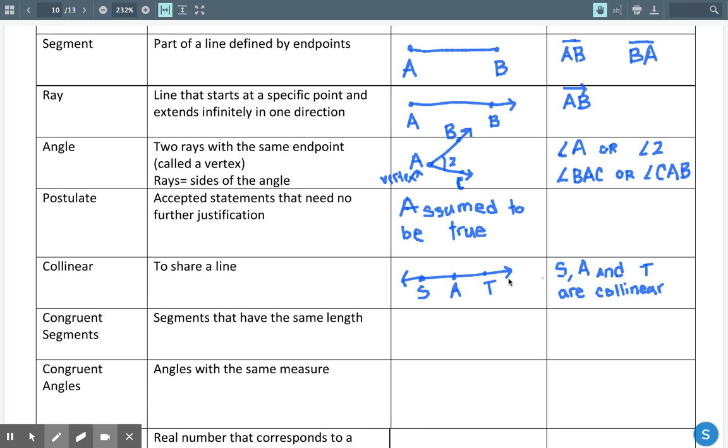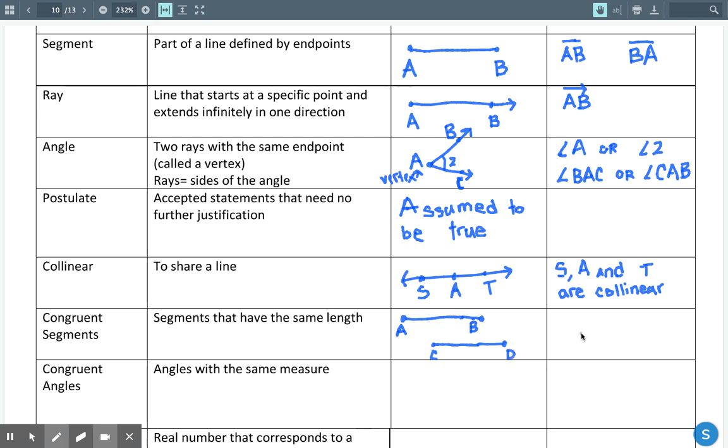Congruent segments are segments that have the same length. Here's my definition of a segment, right? Endpoint to endpoint is a segment. So if I have a segment, here's a segment with two endpoints, and I'm going to call one endpoint A, and then the other endpoint B, just for fun. You can call it whatever you want. And then let's say I have another line segment. And just for a lack of creativity, let's do C and D.